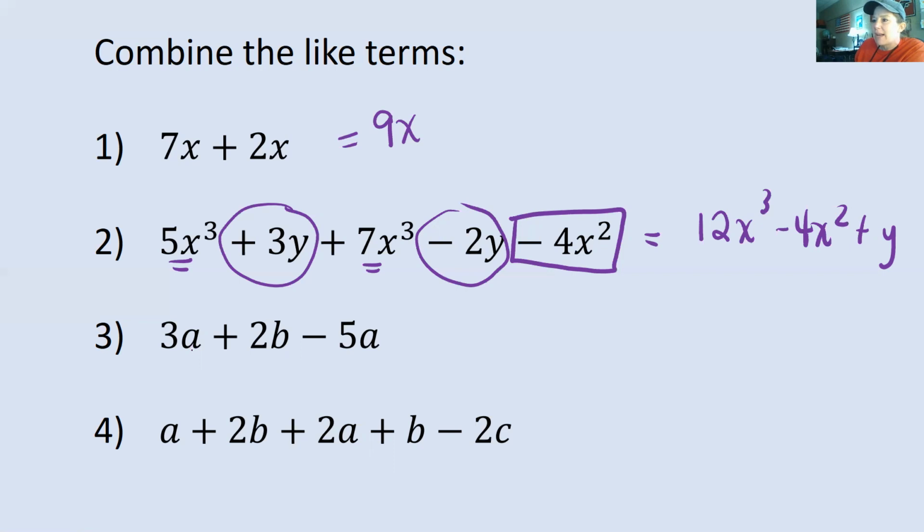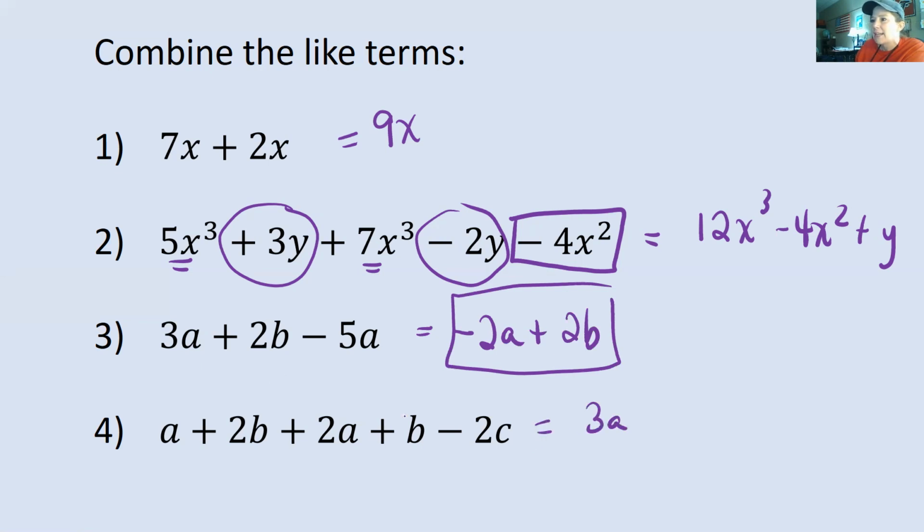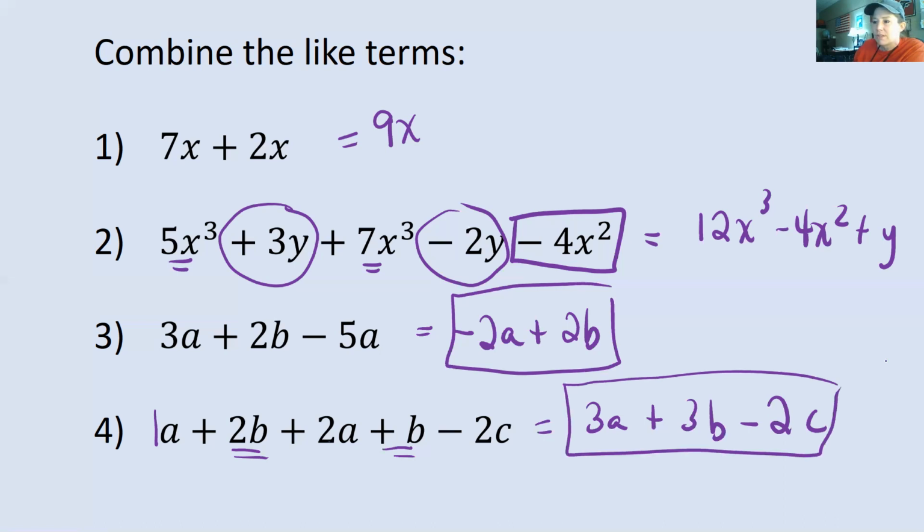Number 3, we have 3a minus 5a is negative 2a, and then part of my answer is 2b. There's nothing to combine it with. And then number 4, we have 2 plus 1 is 3a, because remember the coefficient is 1 plus 2. And then 2 plus 1 is 3b. And then minus 2c is part of our answer. So I hope you guys got all of those right.